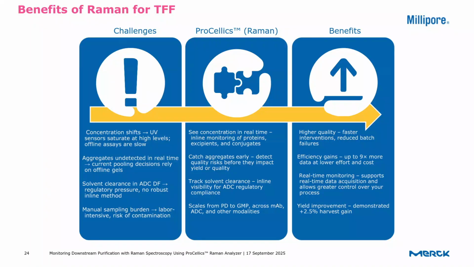So we see overall, when implementing Raman spectroscopy in your TFF step, it leads to a higher quality process with reduced batch failures. You see efficiency in being able to monitor a variety of different components in line and making real-time decisions, as opposed to having to rely on historical data. And yeah, that real-time data acquisition and control can also lead to significant step gains, including potential yield improvements.